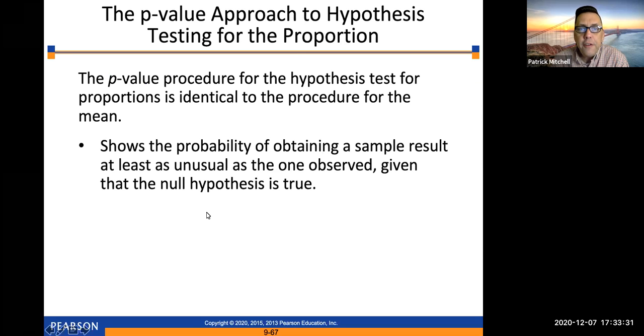All right, and then if you're using the p-value approach instead of the critical value approach, that is identical to what we went over 2 sections ago, testing a claim about a mean where sigma is known, because in that case, again, you're using z. And again, the p-value shows the probability of obtaining a sample result at least as unusual or at least as extreme as the one observed in a world where the null hypothesis is true.